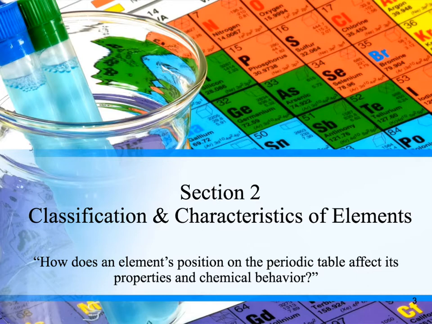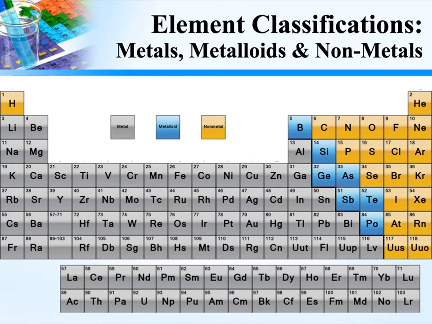The question we want to be able to answer is, how does an element's position on the periodic table affect its properties and its chemical behavior? As you can see in this colored periodic table, the majority of the elements are metals. We're going to talk about metals, metalloids, and nonmetals.